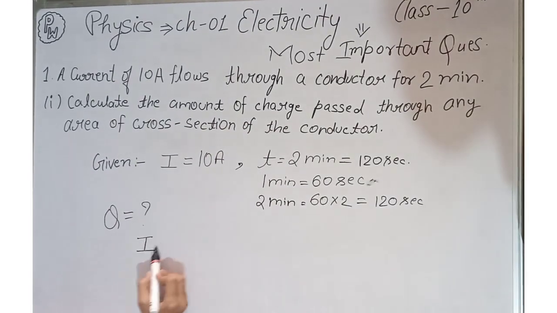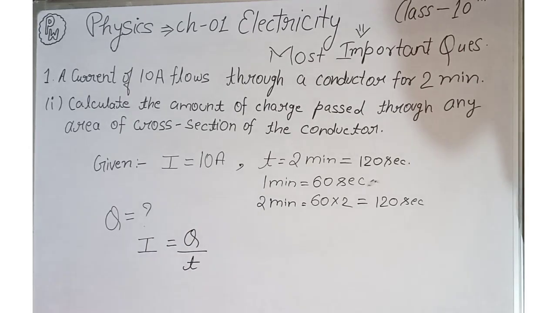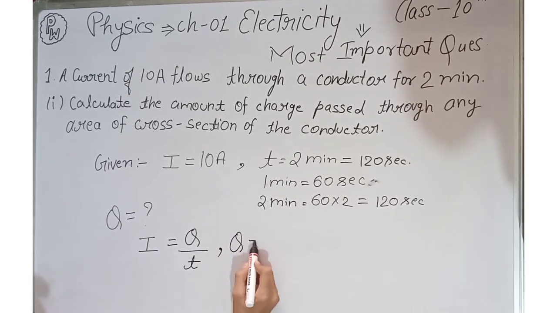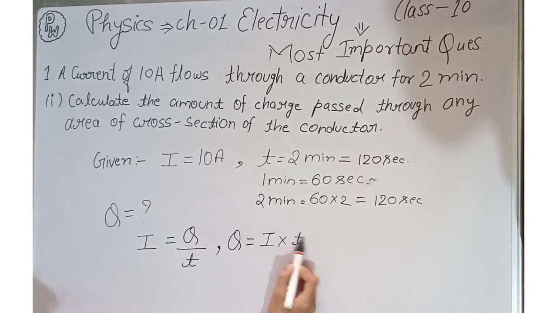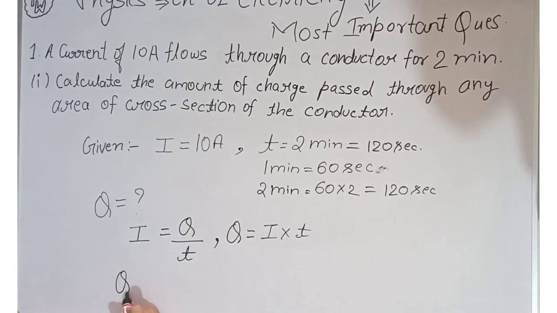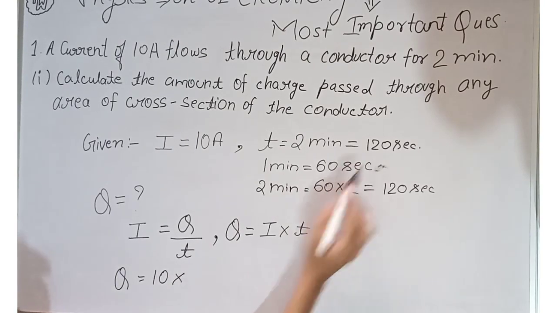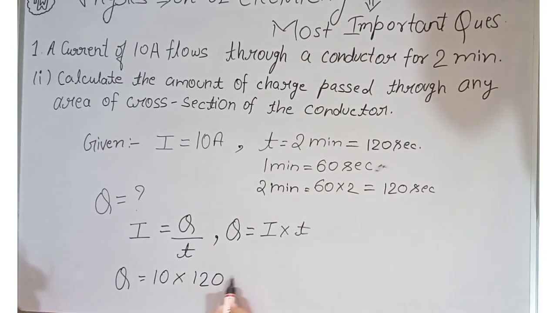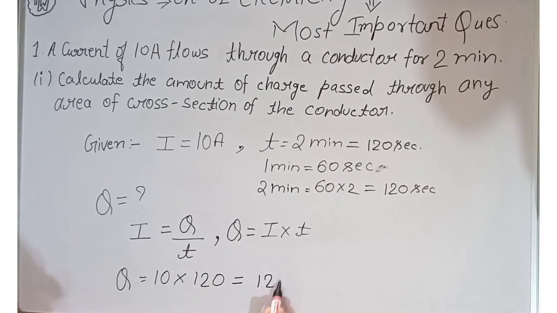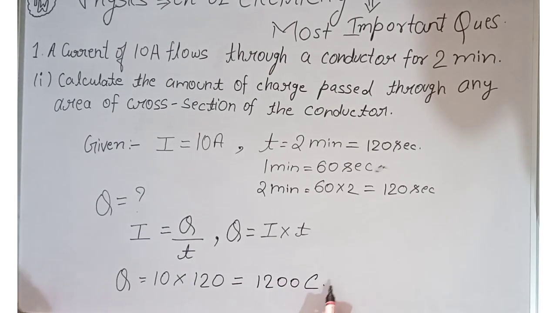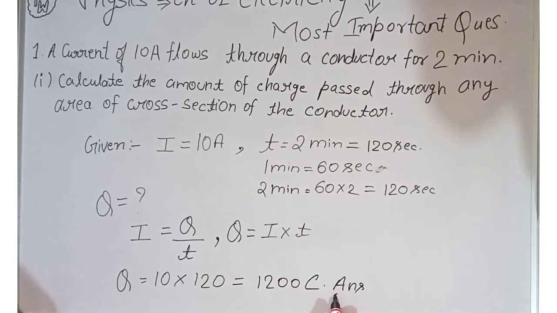current is charge upon time, that is I equals Q upon T, and you have to normally put the value of I and T, and you will be able to find the value of charge. So put 10 in place of I and put 120 in place of T, and multiply 10 into 120, it will come 1200 Coulomb, answer.